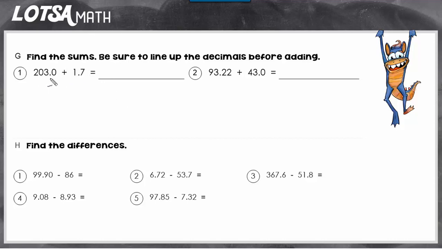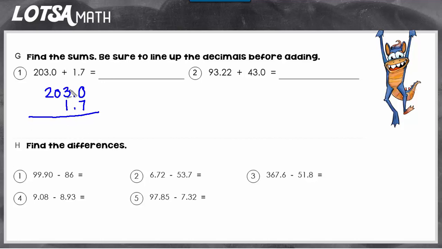So for number 1, we have a horizontal problem and we do not want to solve it that way. We need to take our number and we need to write it vertically. So then we're going to take the other number, 1 7/10, and we are going to line it up where the decimal is in a straight line going down.